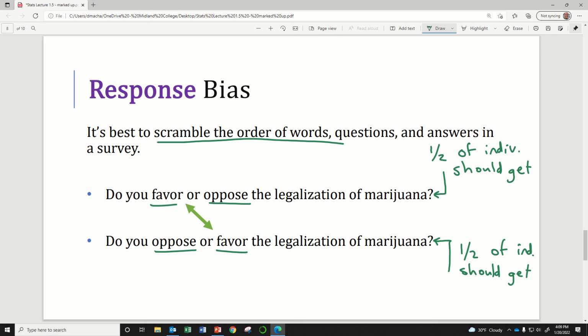And by randomizing who receives what question, and by flipping the order of those responses, it makes this more fair and more egalitarian, because if you just have the possibilities in one particular order, like favor or oppose, it may be more biased towards the first option that the question states.